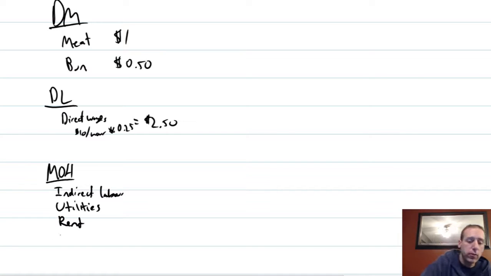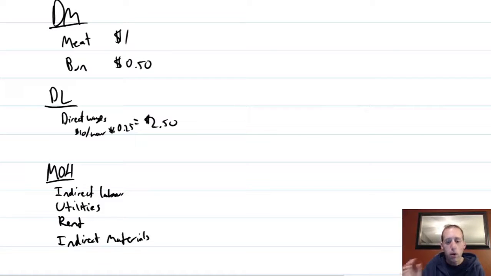Other types of indirect costs, indirect materials. We had indirect labor. Well, just the same, we have indirect materials, and that's the materials you need to run a kitchen that don't go directly into the food or aren't directly traceable to the food. So I put salt and pepper in my burger, but it's very difficult to know, did I put 3 cents worth of salt and pepper or 4 cents worth of spices into that food? It might be difficult to trace.